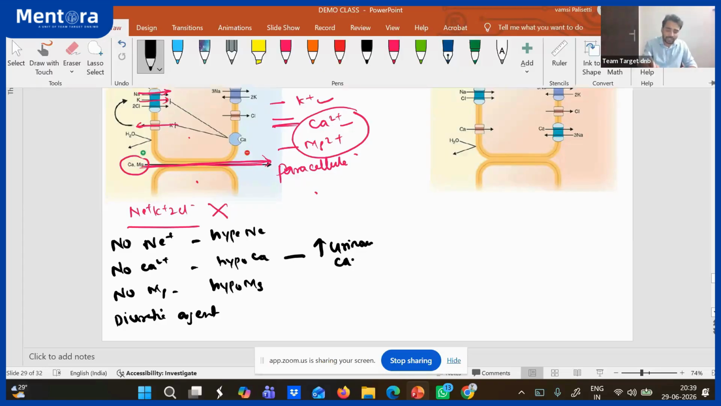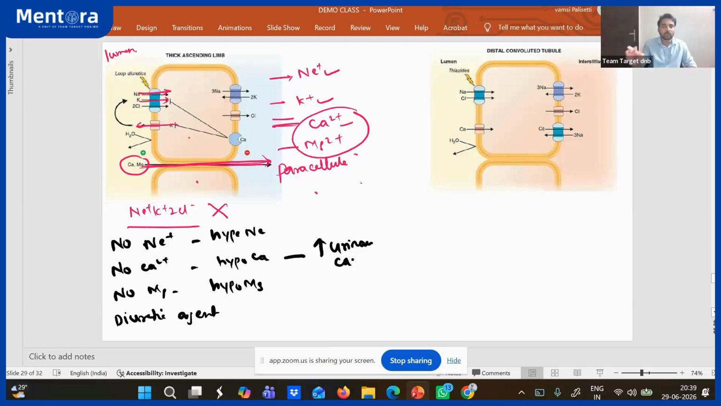Let me explain again here. Very simple things here. So usually the sodium, potassium, 2-chloride pump in the thick ascending limb of the loop of Henle helps in absorption of sodium, helps in potassium, and helps in absorption of calcium and magnesium. And this calcium and magnesium is going through the paracellular route. Right? When this pump is not there, then there is no sodium absorption, hyponatremia. There is no calcium, hypocalcemia. There is no magnesium, hypomagnesemia, and it's a potent diuretic agent. And because no calcium is getting absorbed, calcium is lost in the urine. So urinary calcium is very high. It's hypercalciuria. Get clear? Everything is clear.